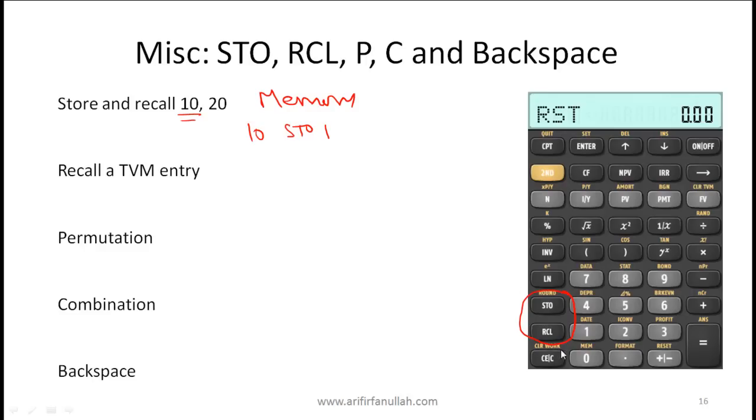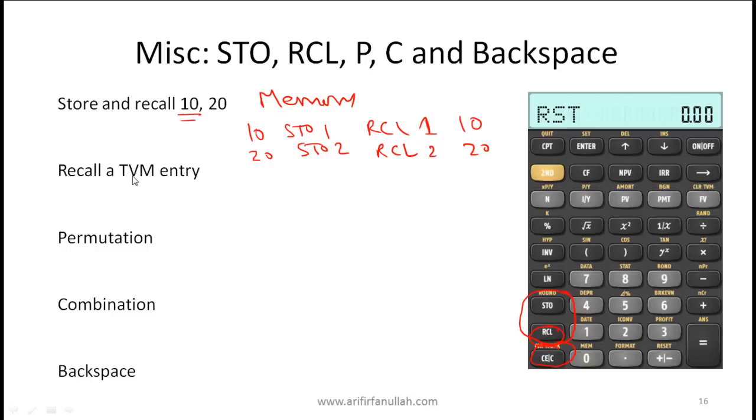So now if you click clear and then you click recall 1, so you click this recall button, you will notice that the number that will appear is 10. Now similarly, if you do 20 and then store 2 and then you hit recall 2, the number that will show up is 20. Now you clear again and then hit recall 1, the calculator will again show you 10. So not a huge big deal, but if you like to use the memory function of your calculator, it's basically the store and recall button.